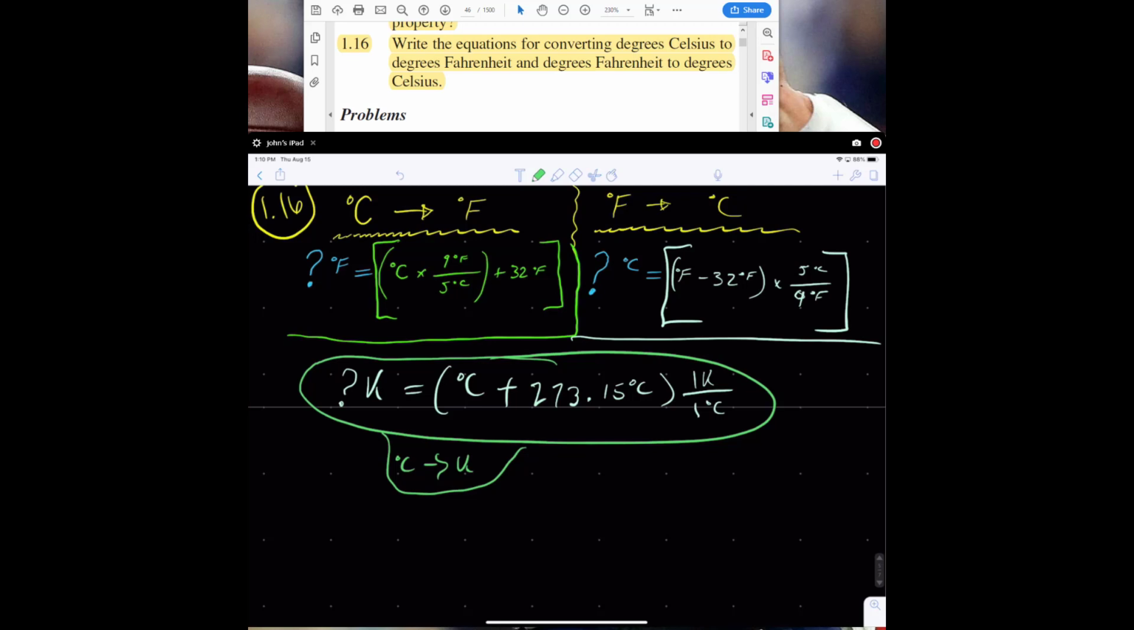And a good figure to look at, which compares Kelvin, Celsius, and Fahrenheit, is figure 1.8 in the text on page 12. It shows 3 thermometers. Each one measures in a different unit, one in Kelvin, one in Celsius, one in Fahrenheit. It has the same temperature, but it shows the different values of those temperatures in each unit.